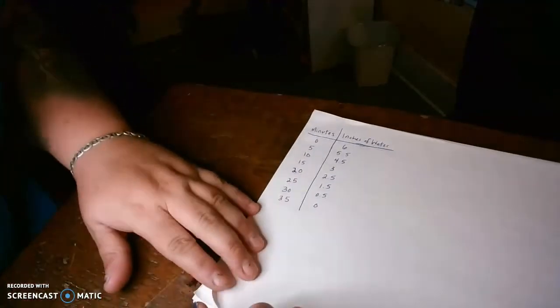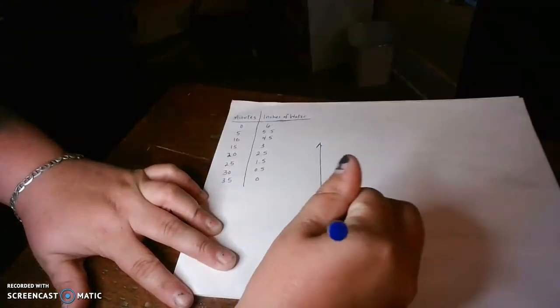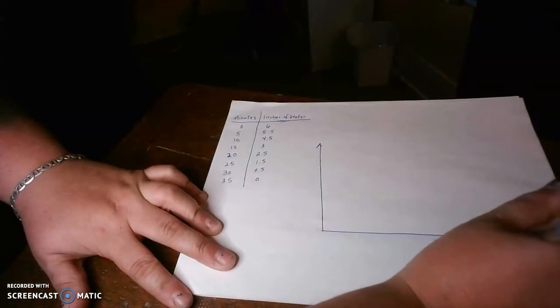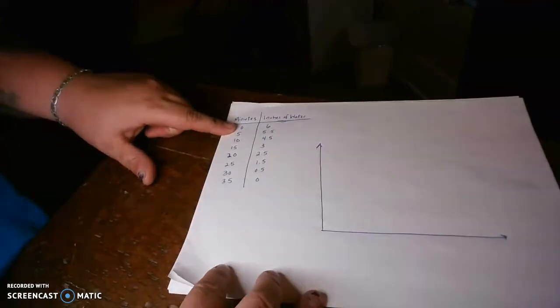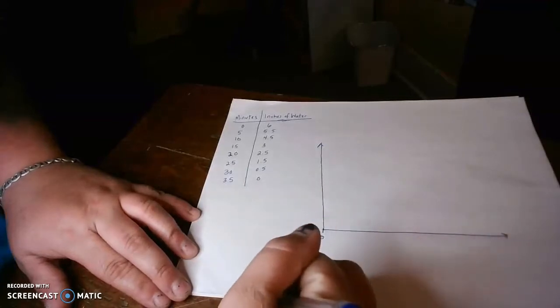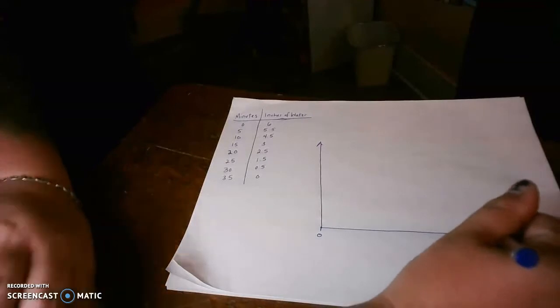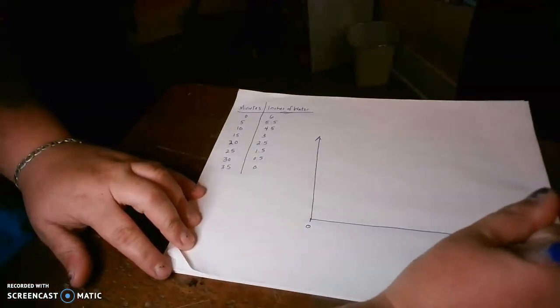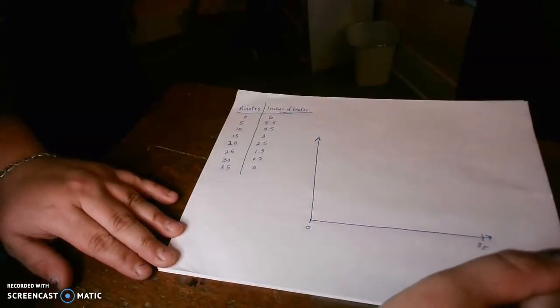So the first thing that I need to do is make myself a graph axis. I need a y-axis and an x-axis, and then I need to label them. My time starts from 0 and goes to 35. So I know here this needs to be 0, and then over here I need to go all the way to 35. And now I'm going to put my points on there in the middle.